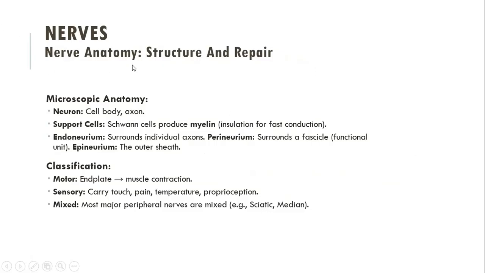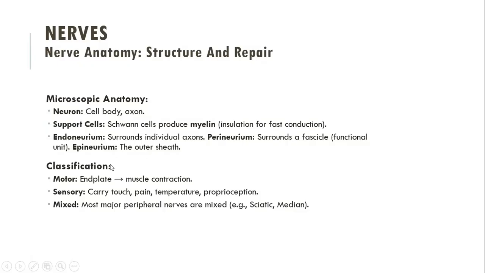Nerves: what is the anatomy of nerves, structure and repair? If you go through the macroscopic anatomy of the nerve, it has the neuron, that is the cell body and axon. It has support cells like Schwann cells that produce myelin, which is insulation for fast conduction. They have endoneurium, which surrounds the individual axons, perineurium that surrounds the fascicle, the functional unit, and epineurium, the outermost sheath.